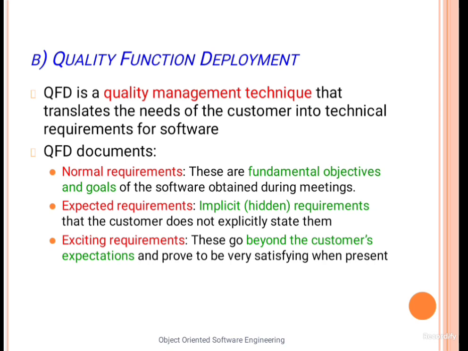Next, quality function deployment. The second technique is quality function deployment. It converts customer needs into technical requirements, and classifies requirements into three categories: normal requirements, expected requirements, and exciting requirements.